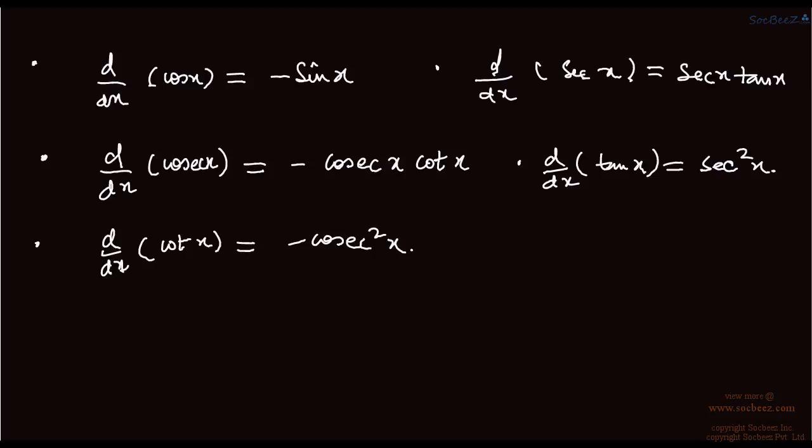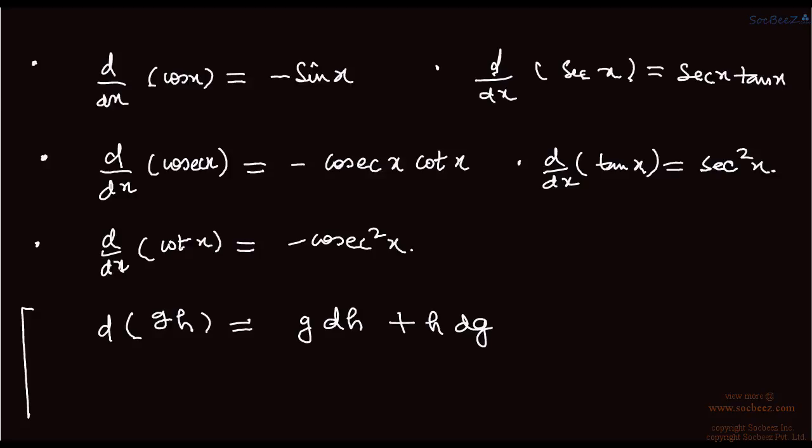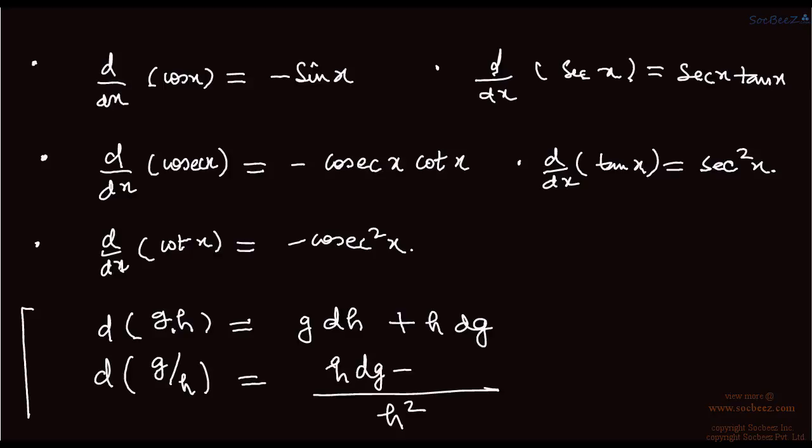Now first of all, let me tell you the basics about differentiation. Differentiation of gh is equal to g times differentiation of h, of course all with respect to x, plus h times differentiation of g. This is the multiplication rule, differentiation of multiplicating terms. Similarly, for g by h, it is equal to (h dg minus g dh) by h square.